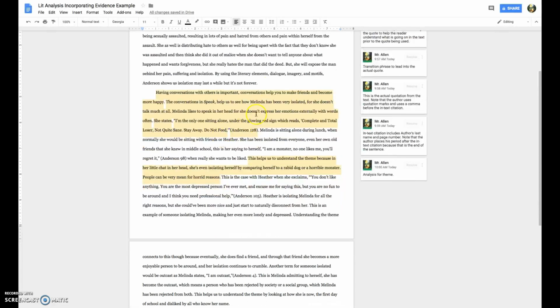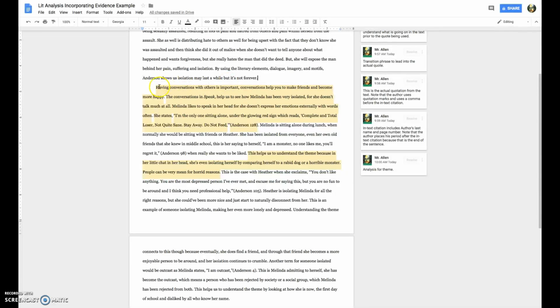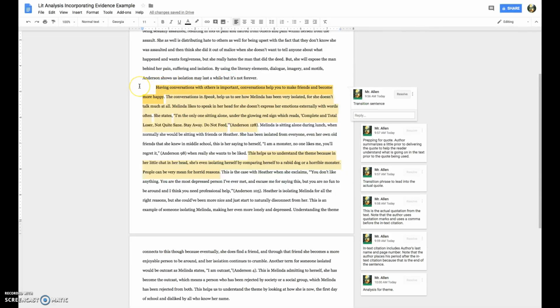This one's about dialogue and the things that the main character says. So let's just jump into this body paragraph. So the first sentence, having conversations with others is important. Conversations help you make friends and become more happy. This is a transition sentence. This author understands that we need to lead the reader and guide the reader into our paragraphs, just like we need to do that at the beginning of the paper. We need to ease the reader in. And so they're transitioning from the intro paragraph into this body paragraph.